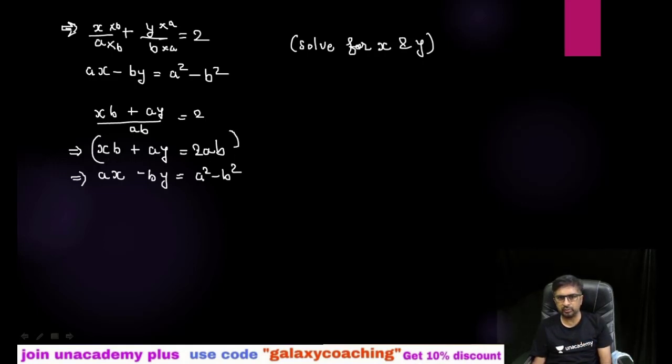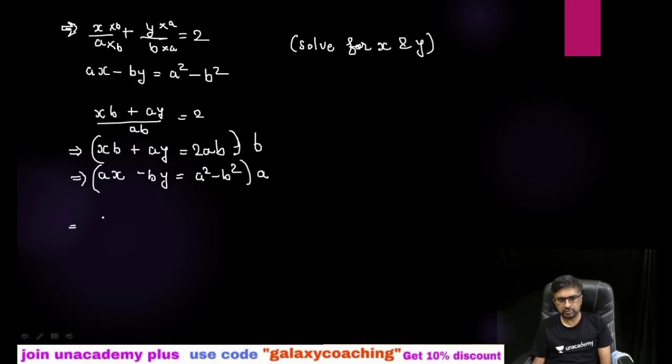How? I am going to multiply. This is plus ay, this is minus by. So I am going to multiply b with this whole equation, and I am going to multiply a with this whole equation. So that will help me. Let us see what will happen.